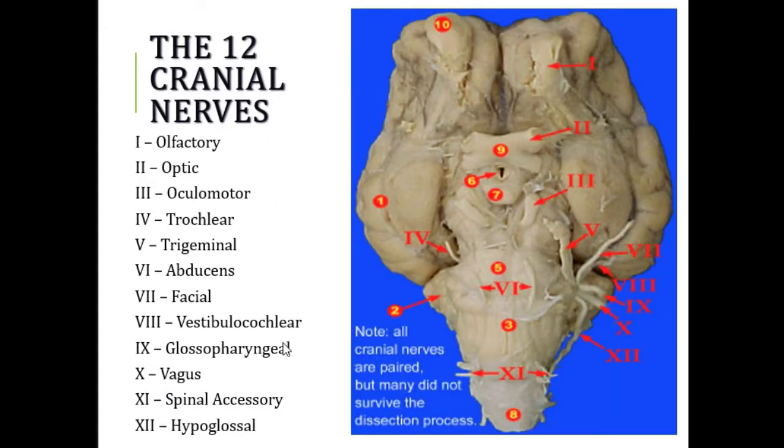So this is the full list of 12 cranial nerves that you're going to need to know, and here is a diagram of the ventral surface. We have the olfactory, optic, oculomotor, trochlear, trigeminal, abducens, facial, vestibulocochlear, glossopharyngeal, vagus, spinal accessory, and hypoglossal nerves.